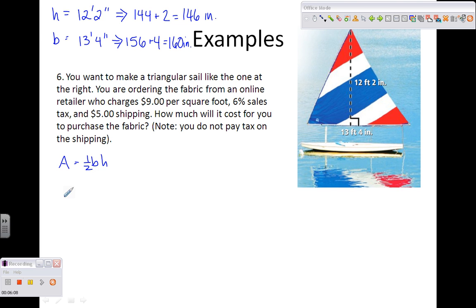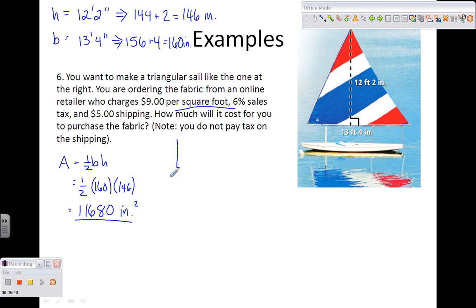It's 1/2 base times height, so we have 1/2 times my base, which is 160, times my height, which is 146. If we do that multiplication, 1/2 times 160 times 146, we get 11,680, and that's in square inches. But my online retailer charges by the square foot, so I need to change this to square feet.